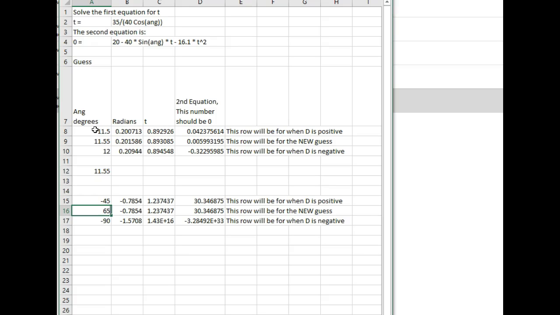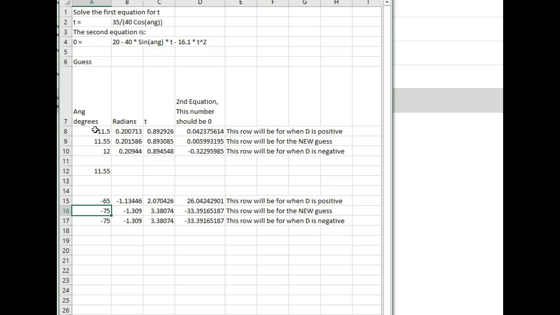Let's try 65. Whoops, darn it, negative 65. And so that one's too positive, so we'll put that up here, minus 65. And so the correct answer is somewhere between minus 65 and minus 90. Let's see. It looks like it's going to be closer to the 90, so let's try negative 75. Right, that one's too negative, so we'll put it down here, negative 75. Okay, so the correct answer is between minus 65 and minus 75.